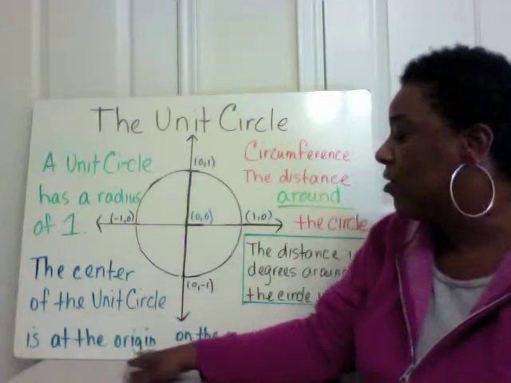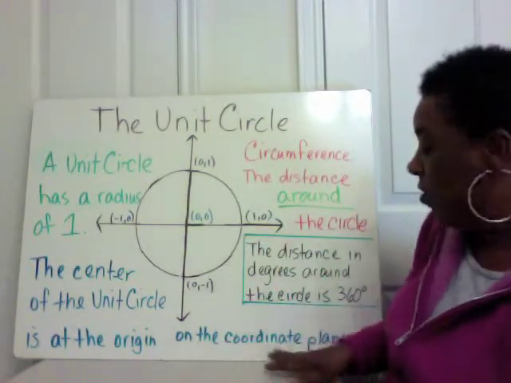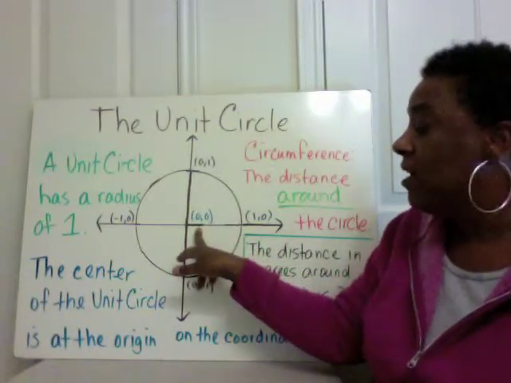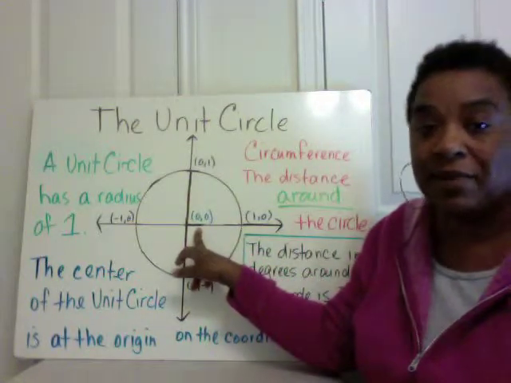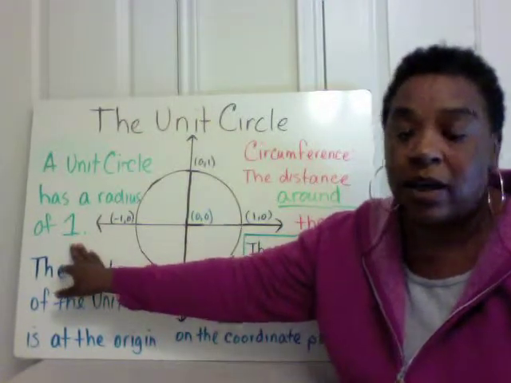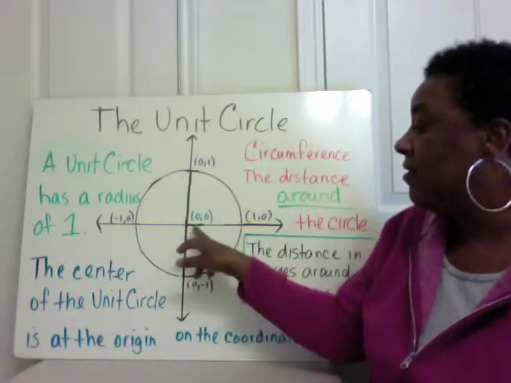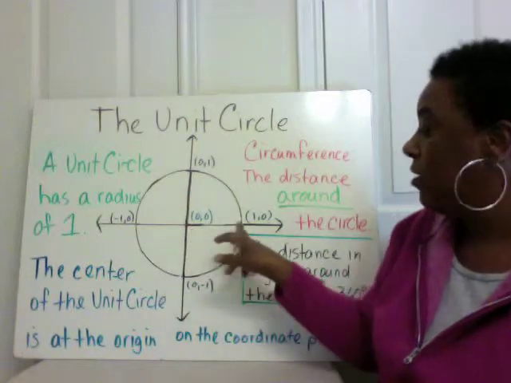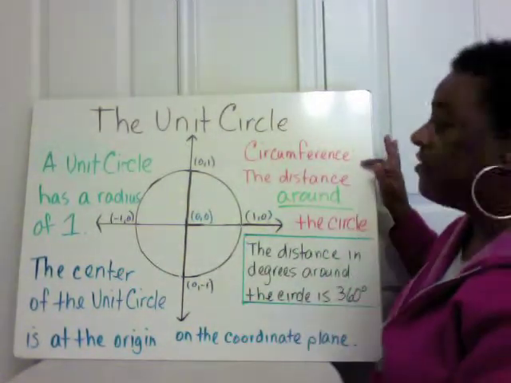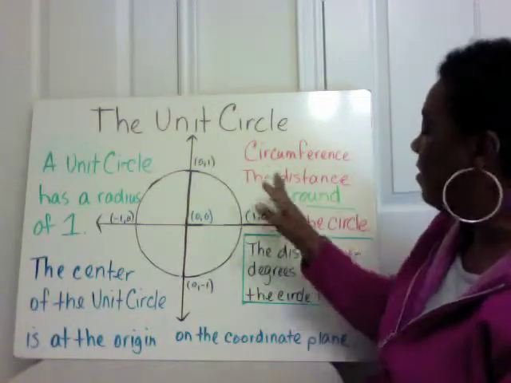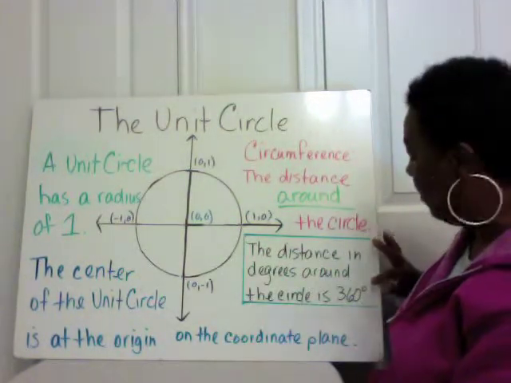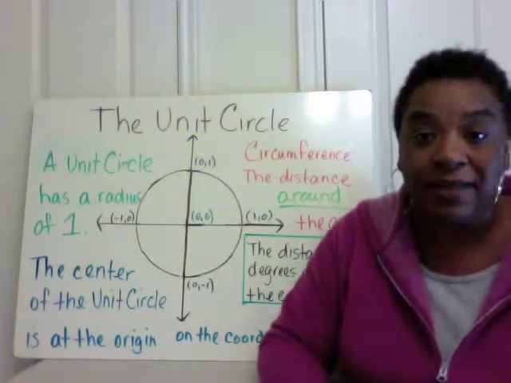Now, the unit circle is centered at the origin in the coordinate plane. And so here we see the point of the origin is 0, 0. The radius of the circle is 1, and that is the distance from the center of the circle to a point on the circle. The circumference is the distance around the circle, and this distance measured in degrees is 360 degrees.